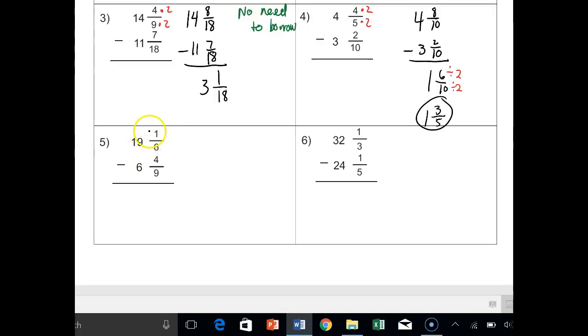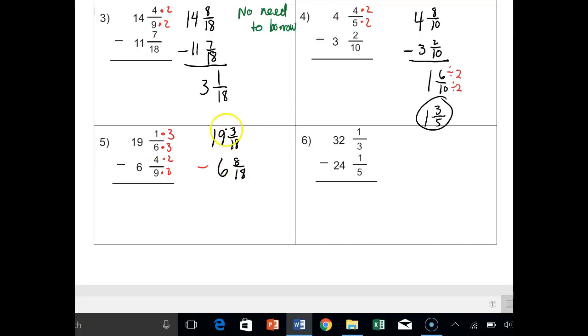So 19 and 1/6, and 6 and 4/9. So put your finger on 6, put your finger on 9, move across. Some of you are going to be very tempted to do times 9 and times 6, but actually they have a common denominator of 18 first. So let's use the smallest one always. So we get 19 and 3/18 minus 6, and then on this one we're just going to multiply by 2, 8/18. Now, here we go. We have to borrow because 3 is smaller than 8.